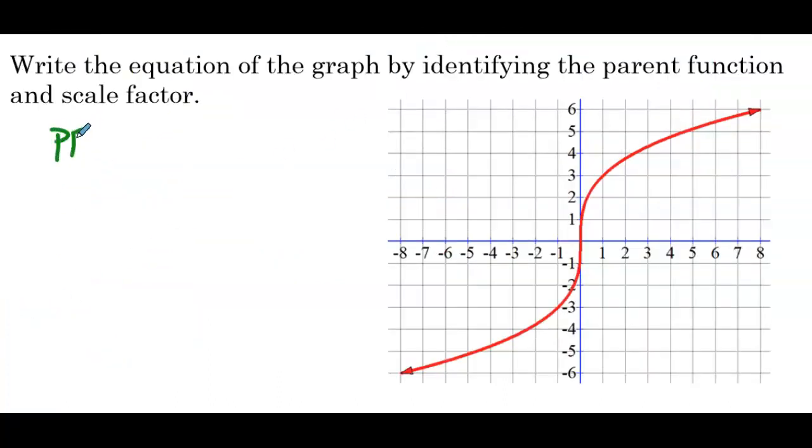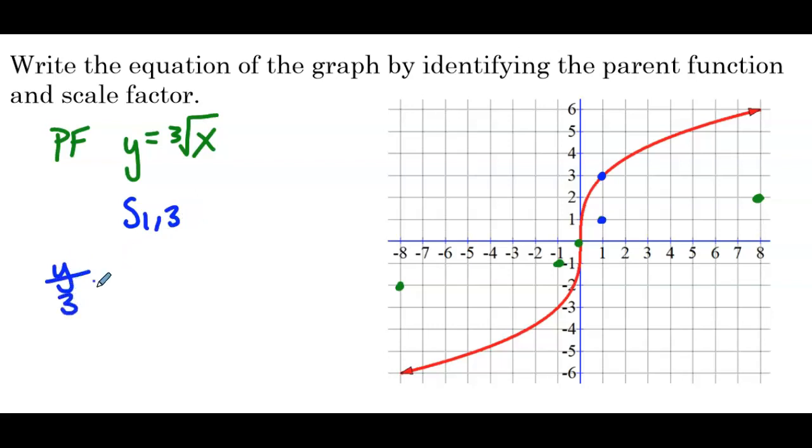Here, our parent function is y equals the cube root of x. So we have 0, 0, 1, 1, 8, 2, -1, -1, -8, -2 as our parent function. So let's see, comparing vertically, I think that's the easiest. So 1, 1 to 1, 3, that's a scaling of 3. So y over 3 equals the cube root of x. So y equals 3 cube root of x.